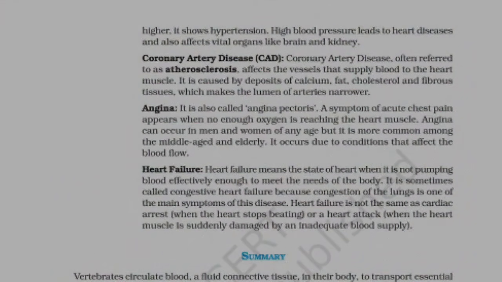Heart failure. Heart failure means the state of heart when it is not pumping blood effectively enough to meet the needs of the body. It is sometimes called congestive heart failure because congestion of the lungs is one of the main symptoms of this disease. Heart failure is not the same as cardiac arrest, when the heart stops beating, or a heart attack, when the heart muscle is suddenly damaged by an inadequate blood supply.